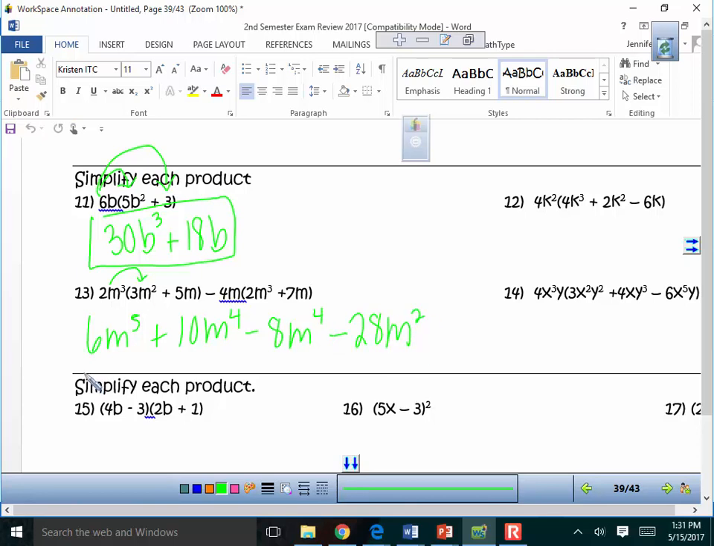Am I done with this problem? Why not? I can combine like terms. Very good. You mean 2? Any questions?